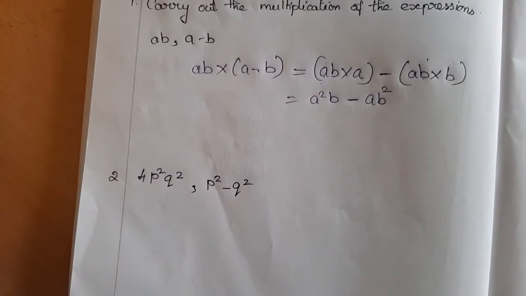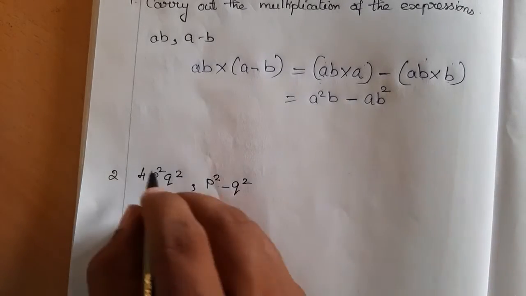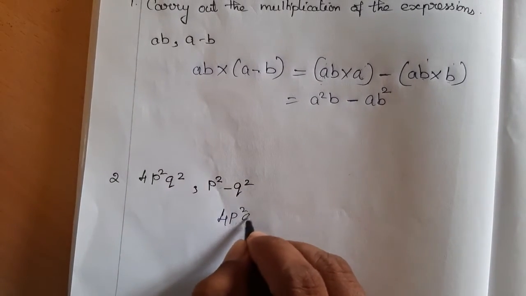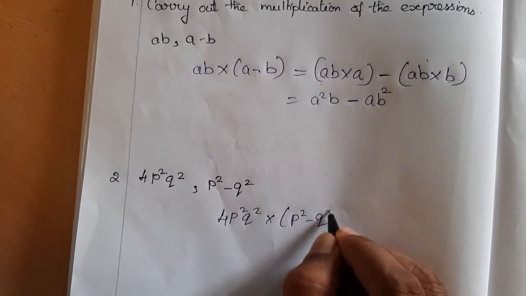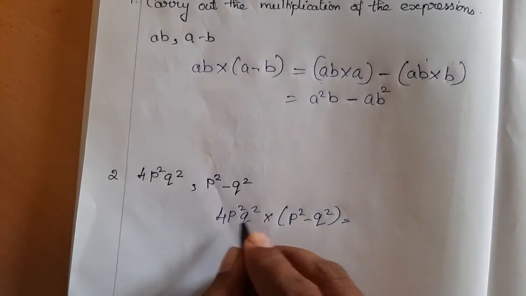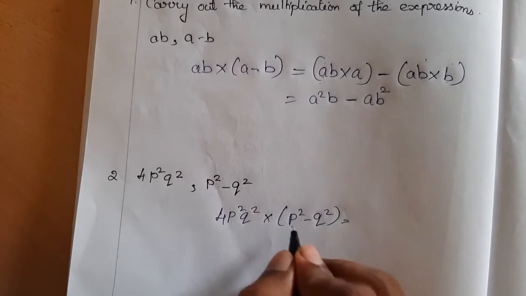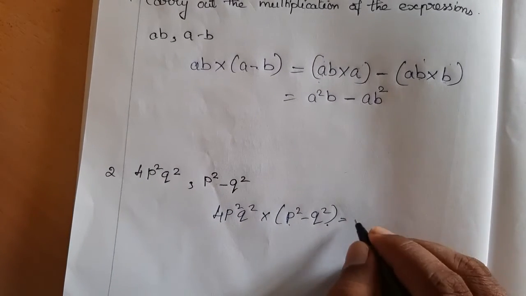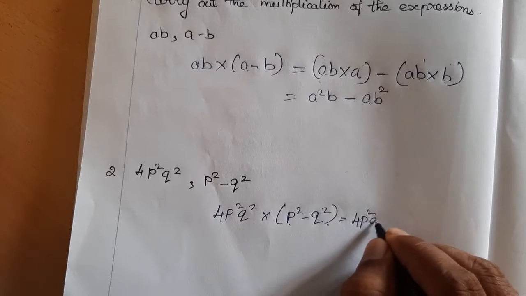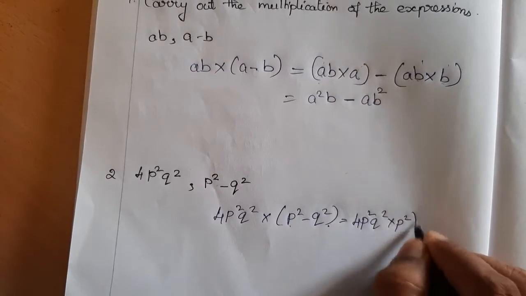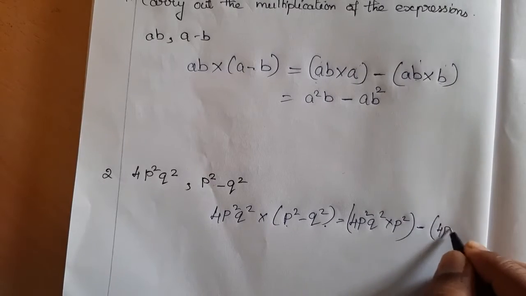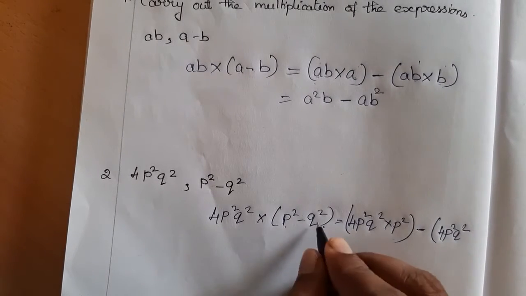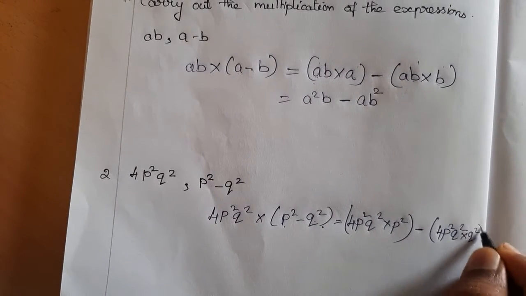So here we go for the next problem. The same, we are multiplying the monomial 4p square q square into the binomial p square minus q square. So this monomial multiplies with the first term and also with the second term. So every term we have to multiply. So 4p square q square into p square, and here is a subtraction, so minus again 4p square q square into q square, right?